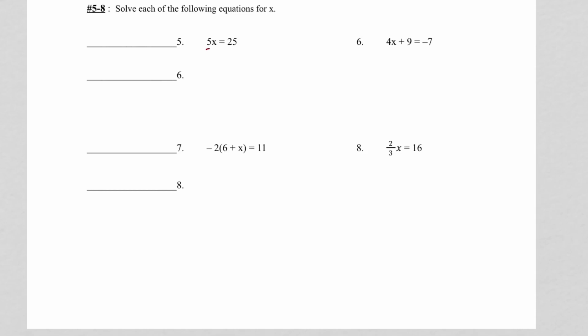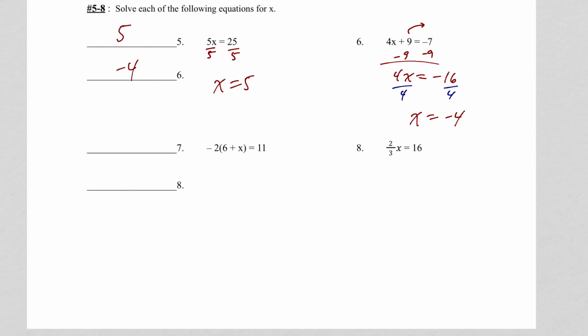For number 25, we'll solve by dividing each side by 5. So x will equal 5, and you can just write 5. You don't need to write the x equals, but you can if you wanted. For number 6, we'll get rid of this 9 by subtracting it from each side. We'll have 4x is equal to negative 7 minus 9. Those signs match, so we add them and get negative 16. And then we solve by dividing each side by 4, so x is equal to negative 4.